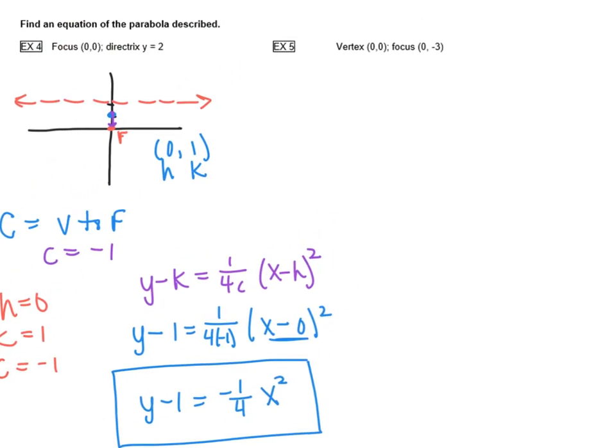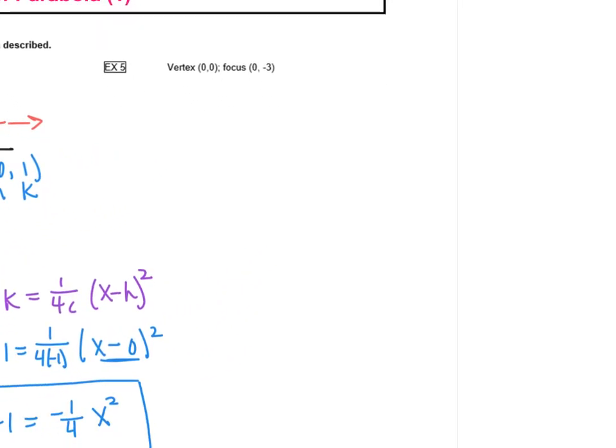All right, let's try another one. So again, we like to start these out by just sketching what the parabola is going to look like based on the information they gave us. So on this one, our vertex is (0, 0). The focus is (0, -3). 1, 2, 3. So this is our, oh, that's the focus. For a second I thought that was the directrix.